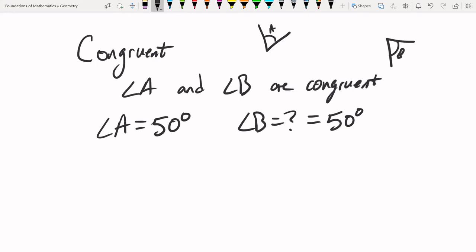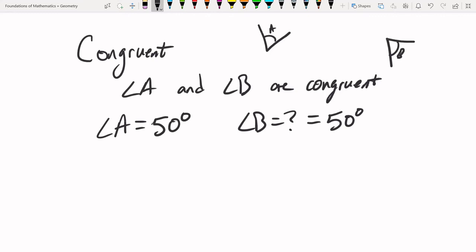Right, the location of it, the orientation of it, all those things do not matter because congruency really is about the measurement of it, the physical properties of it being an angle measurement of 50 degrees. Now let's take a step back and talk about complementary and supplementary.